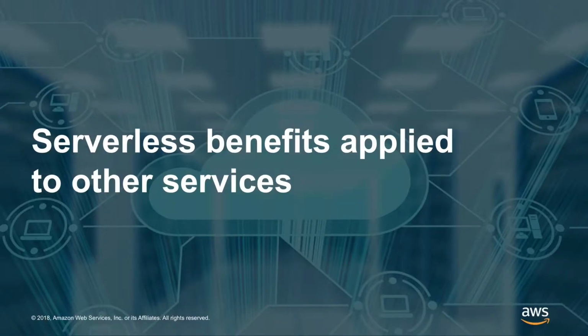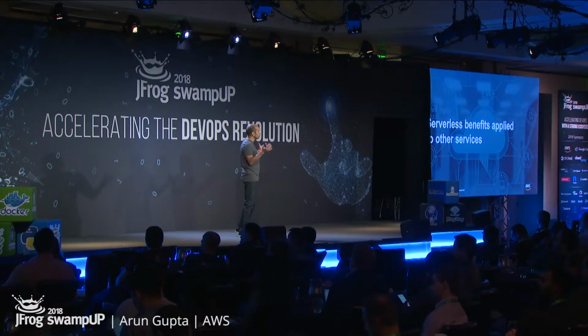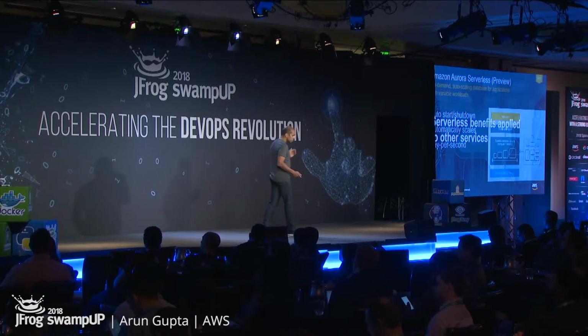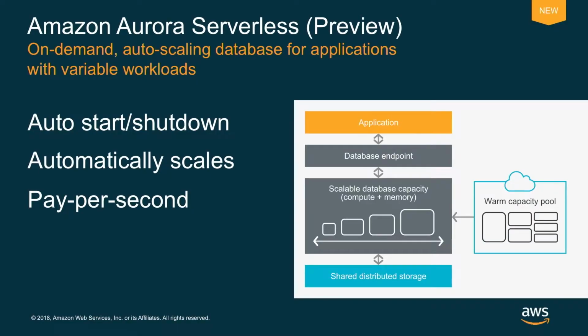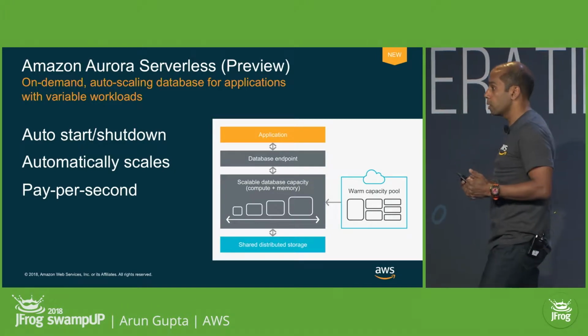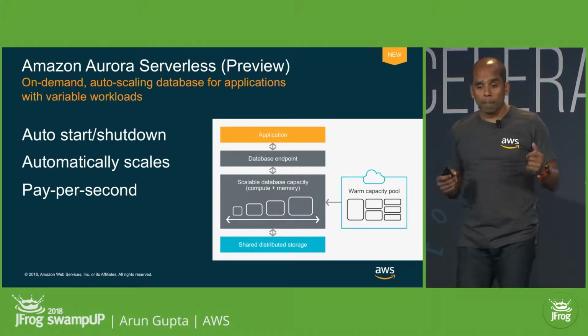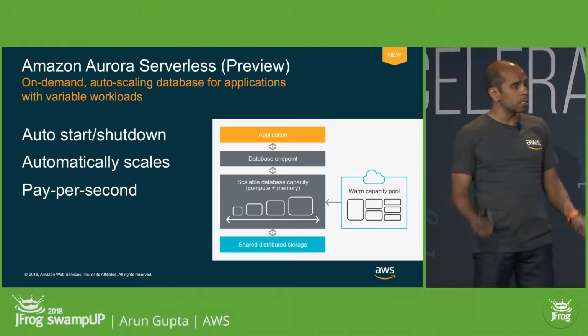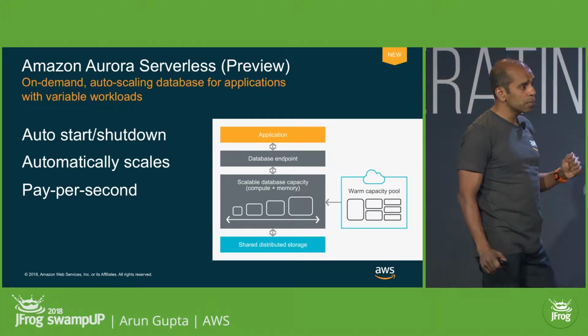Now, we looked at serverless applied primarily to the compute part of it. Let's see how these benefits are applied to other services. We also announced Amazon Aurora Serverless, and this is a limited preview at this point of time. Aurora is our fastest growing service at Amazon. It is basically a MySQL and PostgreSQL compatible database.